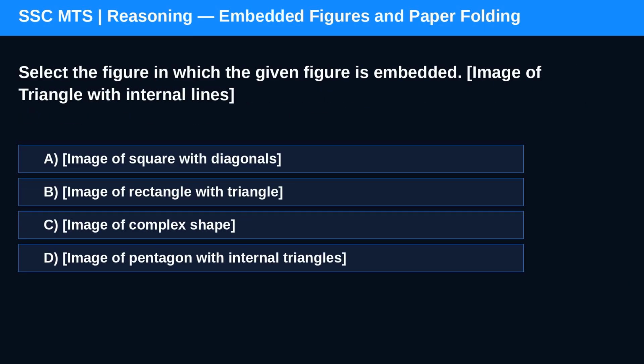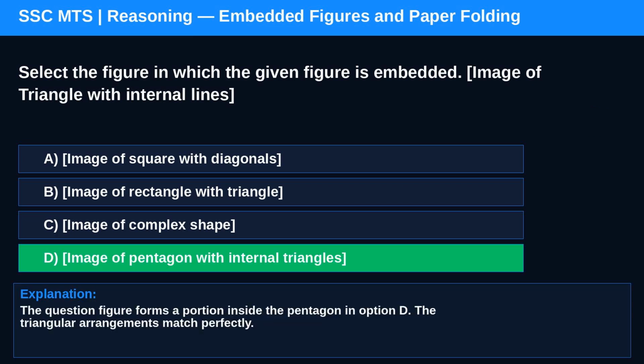Question 7. Select the figure in which the given figure is embedded. Image of triangle with internal lines. Option A, image of square with diagonals. Option B, image of rectangle with triangle. Correct answer is D. The question figure forms a portion inside the pentagon in option D. The triangular arrangements match perfectly.